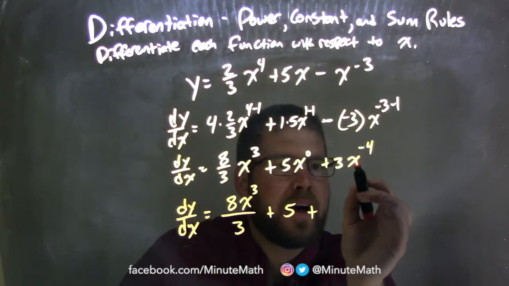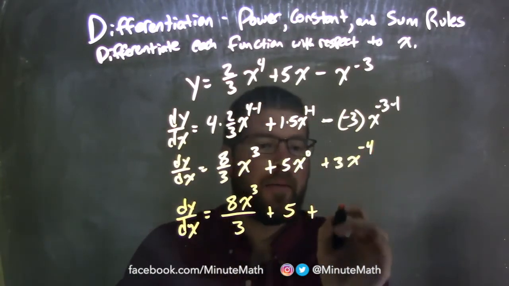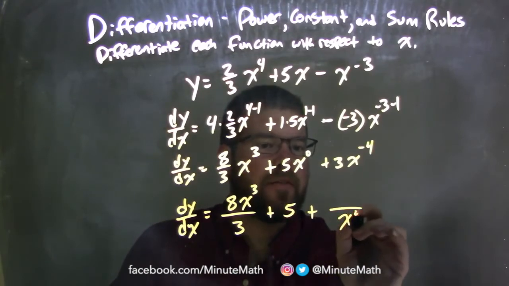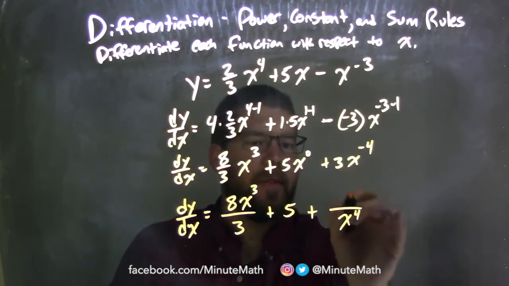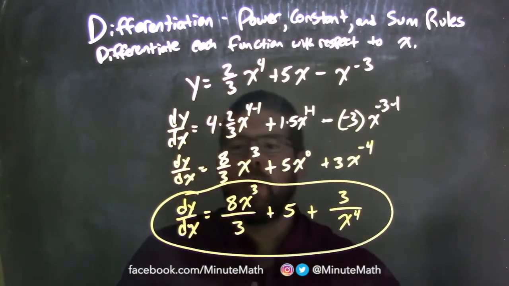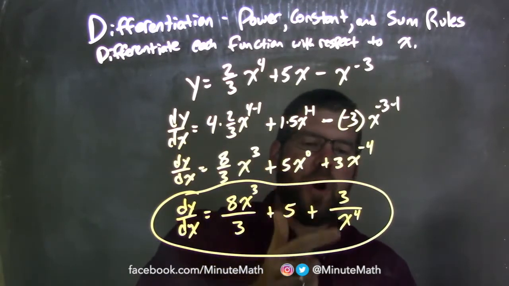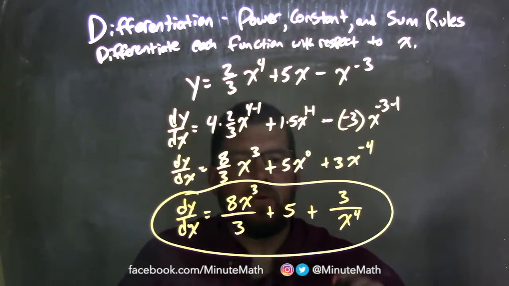Now we have x to the negative 4th power. I don't like having negative exponents, so I'm going to bring it down to the denominator. So we have x to the positive 4th power, but the 3 stays up top, and there we have it. We have our derivative here, which is dy dx is equal to 8x to the 3rd all over 3 plus 5 plus 3 over x to the positive 4th power.